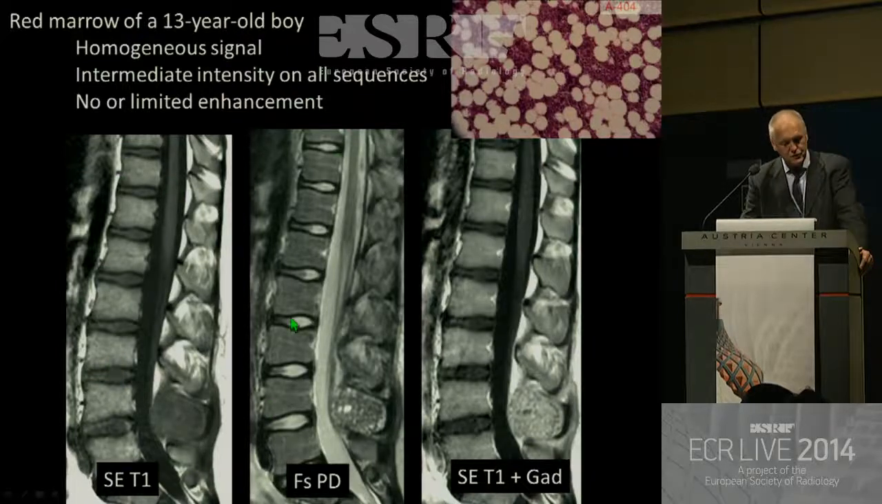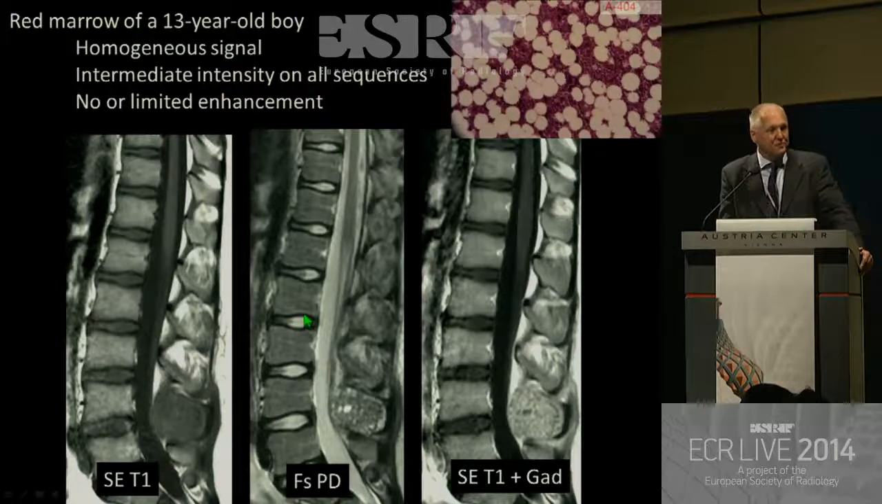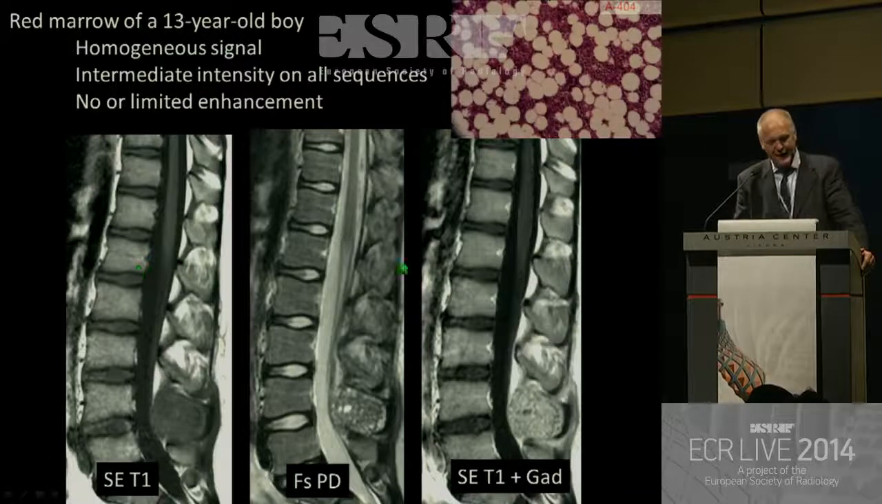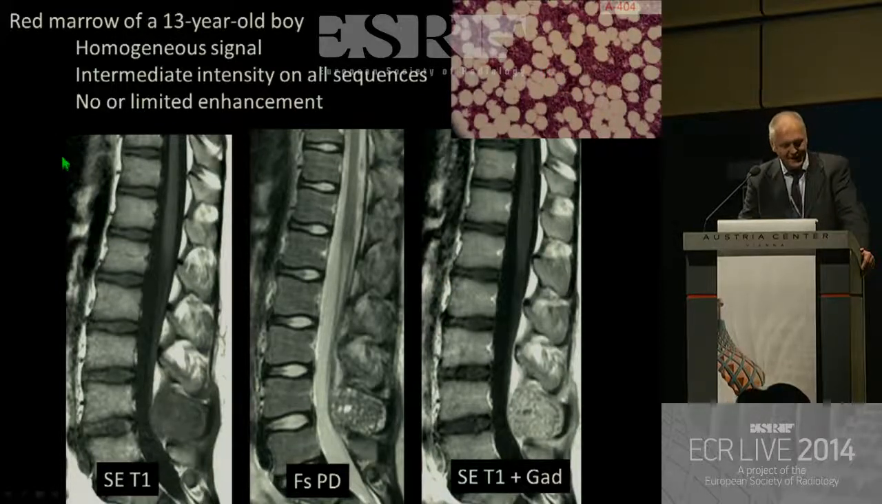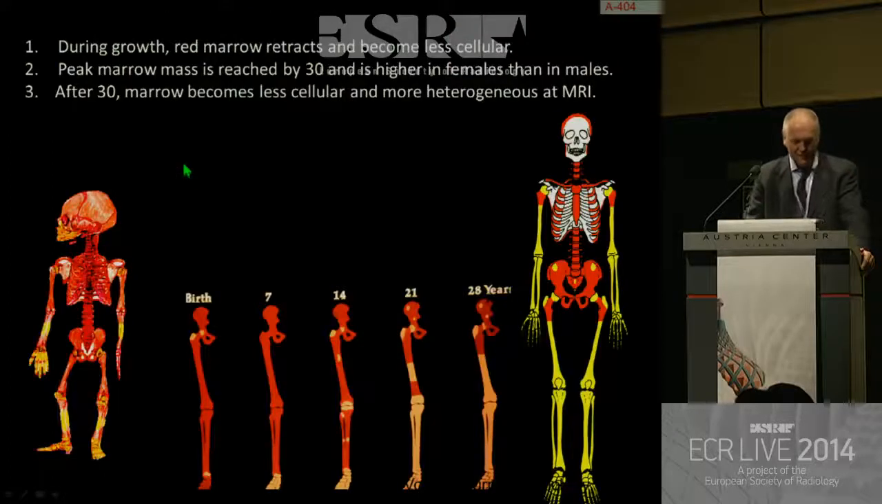Now, on T2, the signal intensity is variable as well, and if you inject contrast material, the enhancement between before and after contrast is relatively subtle. As a rule, although it's full with blood and vessels, the enhancement is subtle, and this is related to the relaxation time of the marrow.